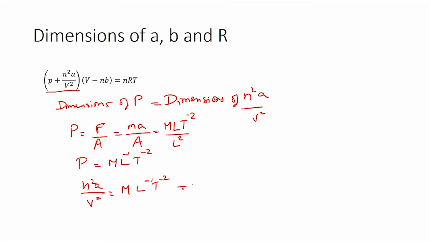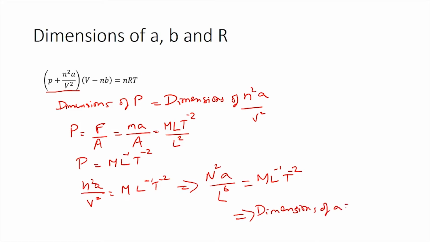V being volume, we know that the dimensions of the denominator here would be L power 6, which is L cube squared. n squared is basically the square of the amount of substance. So, if we take n as the dimension for amount of substance, then n squared times A equals m L minus 1 T minus 2. So, this implies the dimensions of A would be m L power 5 n minus 2 T minus 2.